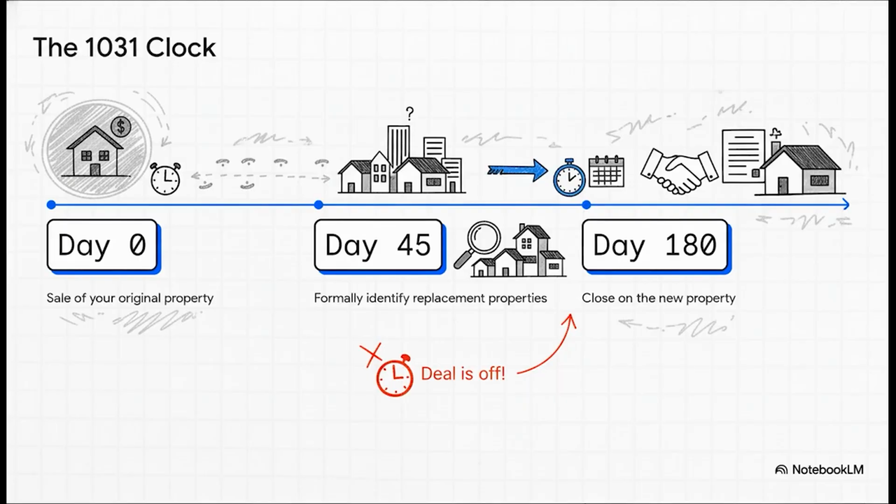This is one of the most powerful tax strategies available for real estate investors, right? But there are some important rules that everybody needs to know. For example, you must identify the replacement property within 45 days. You must complete the purchase within 180 days. Another rule many people forget is you must replace both the equity and the debt, which is the loan, from the original property.